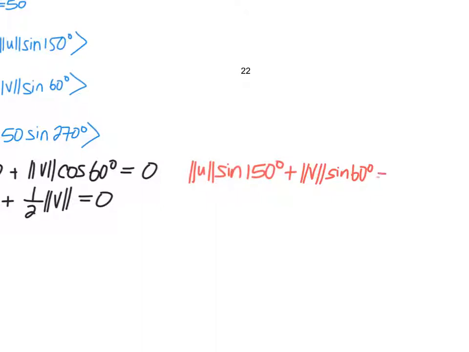And then 50, negative 50. All right, so we'll need the sine of 150. I think I heard somebody thinking. Yeah, negative 1 half. And the sine of 60. Boom.